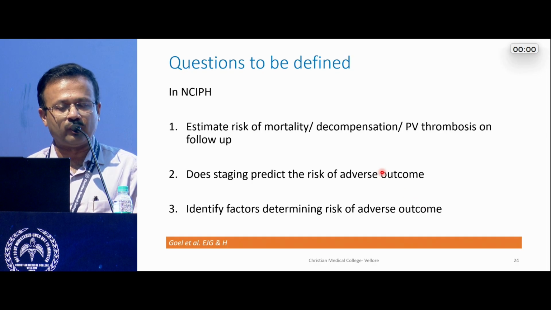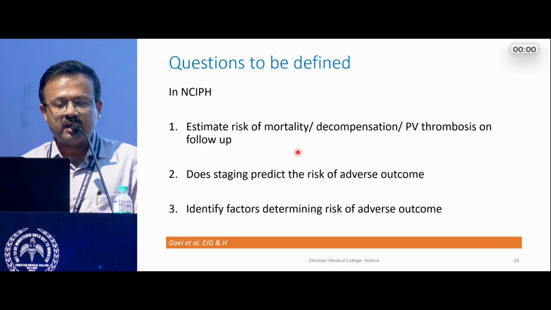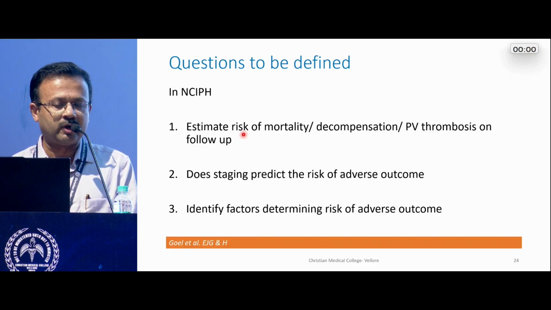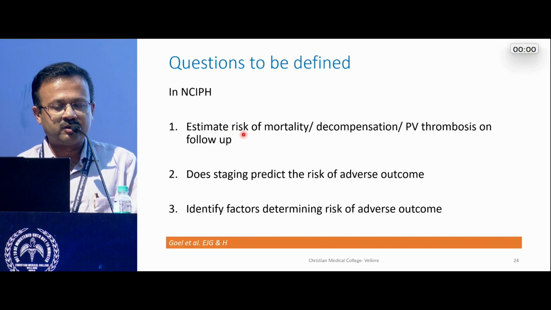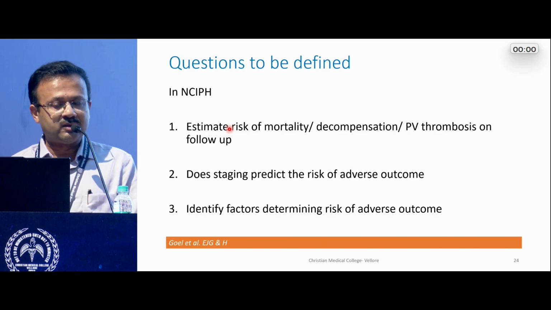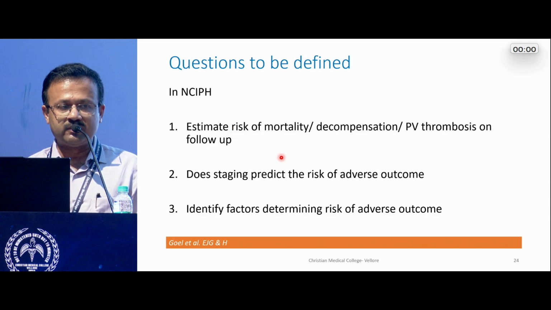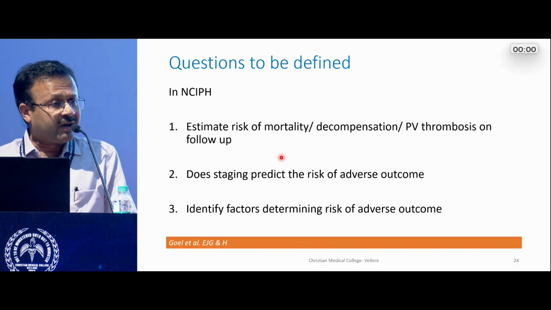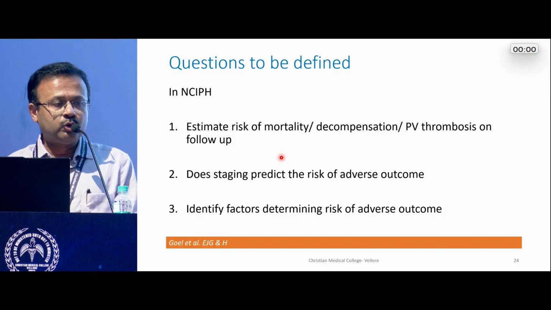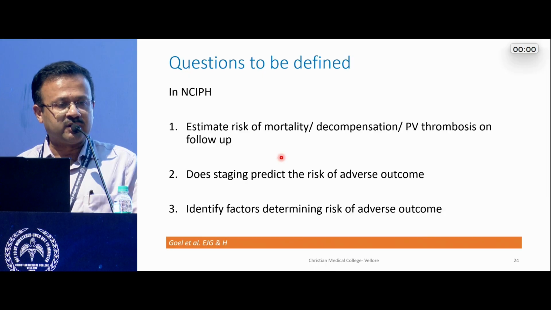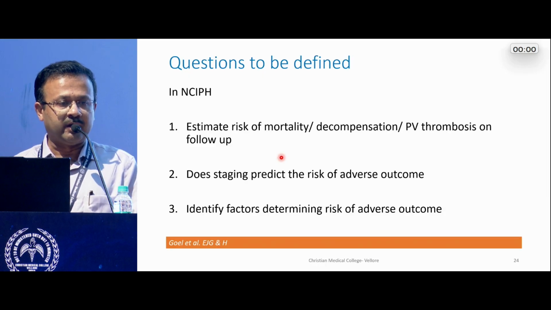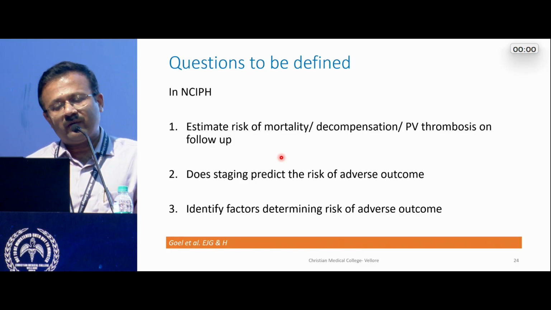So the questions: any survival analysis, or any analysis, starts with the questions. What are the questions that we can answer? We asked 3 questions here. What is the risk of adverse outcome? Adverse outcomes we defined as mortality, any decompensation of liver disease, or portal vein thrombosis in a patient with non-cirrhotic portal hypertension. The second question we asked was, does the usual staging of cirrhosis apply to patients with non-cirrhotic portal hypertension? Does the usual staging apply and predict adverse outcome in these patients? And do we have any other factors determining the risk of adverse outcome?